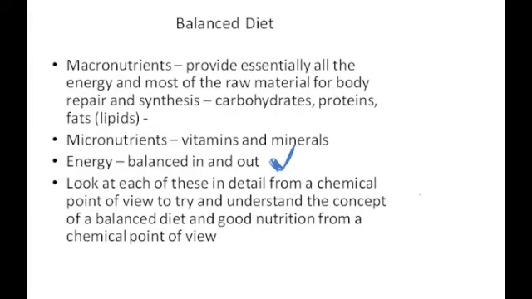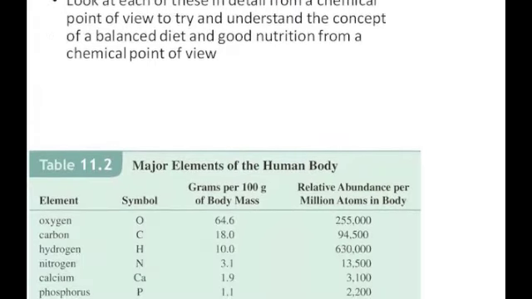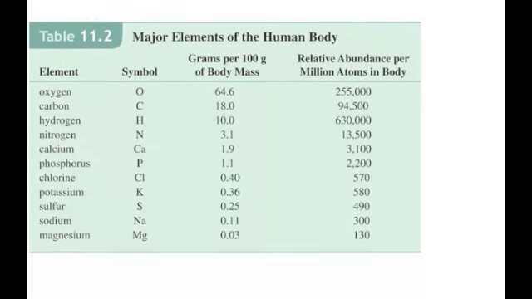Okay, and so what we're going to do again here in this unit going forward is look at each of these in detail from a chemical point of view and try to understand the concept of a balanced diet and good nutrition from this chemical viewpoint. So we're going to shift over to looking at first the major elements that comprise the biochemicals, and then the types of molecules that exist in these different groups of biochemicals. Okay, so first off, what are the major elements in the human body that group together to form these macro and micro parts of what we call us?